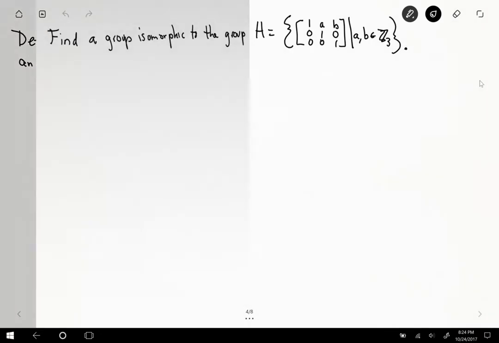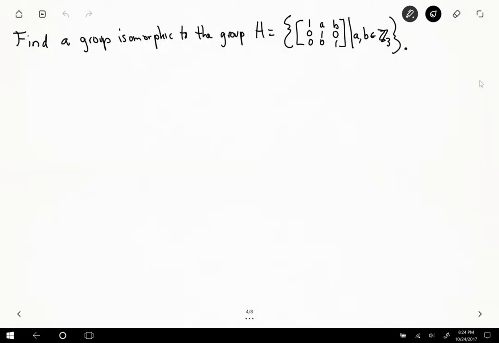So moving forward, find a group isomorphic to H, which is equal to this, basically the upper right triangle where you have ones down the diagonal, a, b in the top row, and then a 0 in the second row, third column position. So how do we approach this one? Well, an easy way to see this is first to figure out the order of H, and that won't be too hard.